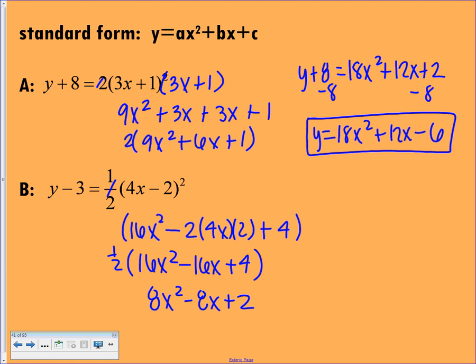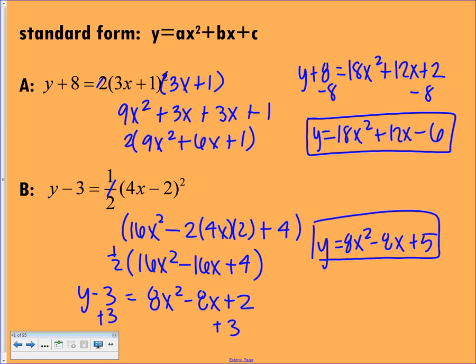And that right now equals y minus 3. And to get y by itself, I would just add 3 to each side. So my final answer of this version in standard form is 8x squared minus 8x plus 5. Okay, so that should be pretty straightforward. But we're working today a lot in standard form, so we just wanted to know how to go from one form to the next.